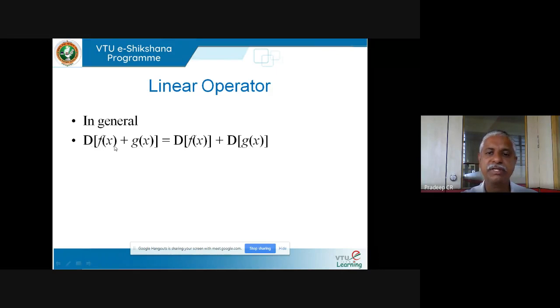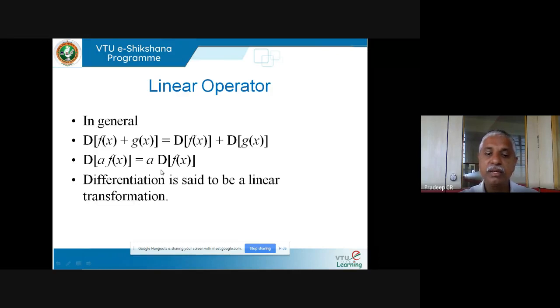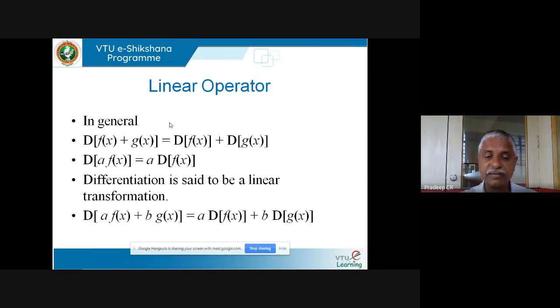D of f of x plus g of x is equal to d of f of x plus d of g of x, and also d of a times f of x is equal to a times d of f of x. When d satisfies these two properties, the English word for this is, we say differentiation is said to be a linear transformation. I won't go into geometry or explanation why it is called linear, but take it as a definition of linearity. That means I'll say differentiation is linear because it satisfies this property.